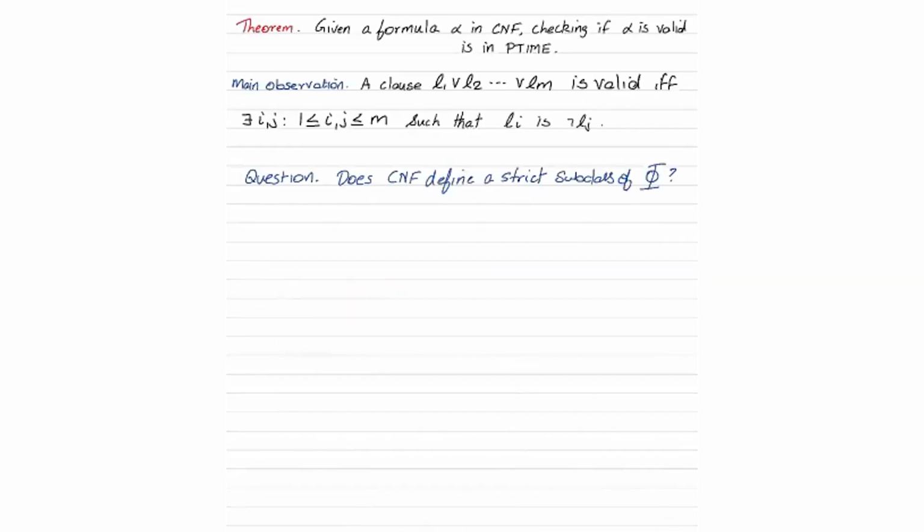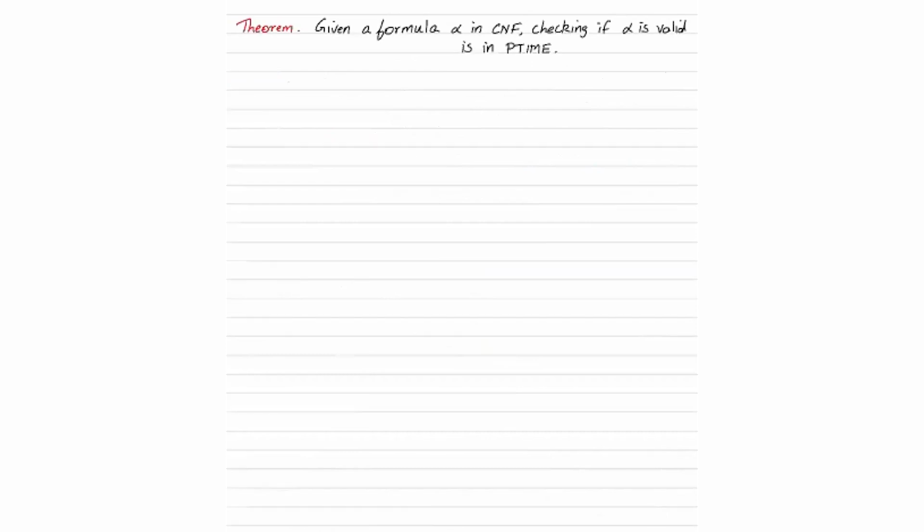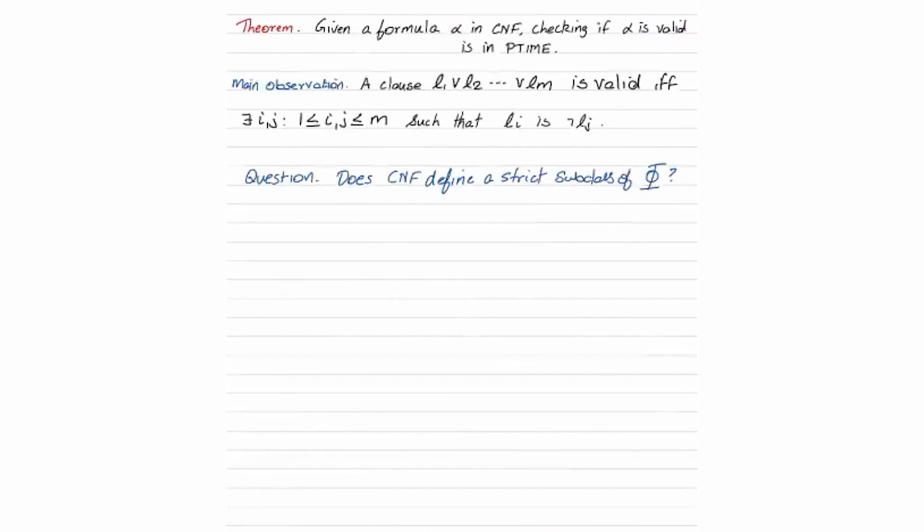So formally, here's the statement. If you are given a formula alpha in CNF, then checking if alpha is valid can be done in polynomial time. In general, we know that it's NP complete, but if it is in CNF, then it can be done in polynomial time. The main observation is what we just mentioned: you are looking at clauses, a disjunction of literals. This is valid if and only if there are indices i and j such that the literal li is the negation of lj. So you have a P or not P situation inside this clause, and that's the only way it is valid.